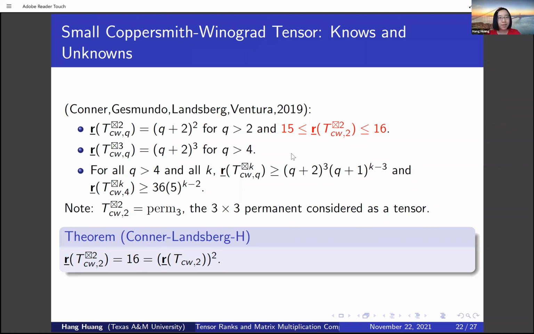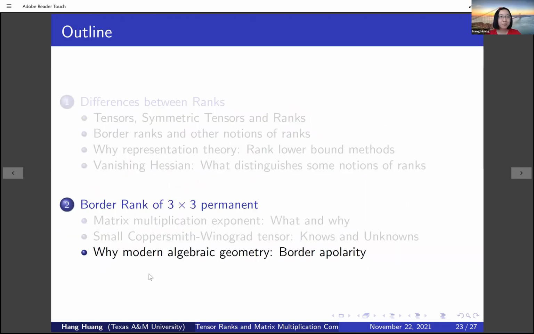We use an enhanced version of what's called border apolarity, and all the previous tools are not going to work to get the border rank of the Kronecker square. Border apolarity is a very new tool that is very powerful for computing border ranks of some special tensors. I'm not going to tell you what the enhanced version is that we did, but instead I want to give you a broad picture of what the border apolarity technique is doing and how it incorporates the tools of modern algebraic geometry to help us compute the border rank of the tensors we care about.